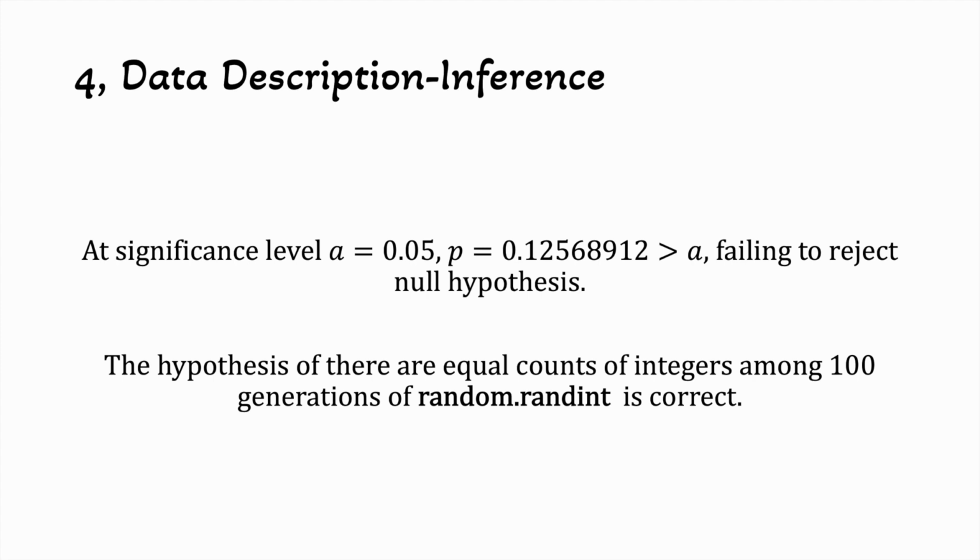At significance level alpha equals 0.05, the p-value is larger than alpha, failing to reject the null hypothesis. The hypothesis that there are equal counts of integers among 100 generations of random is correct. And in conclusion, according to this experiment, the random function can serve as truly random.